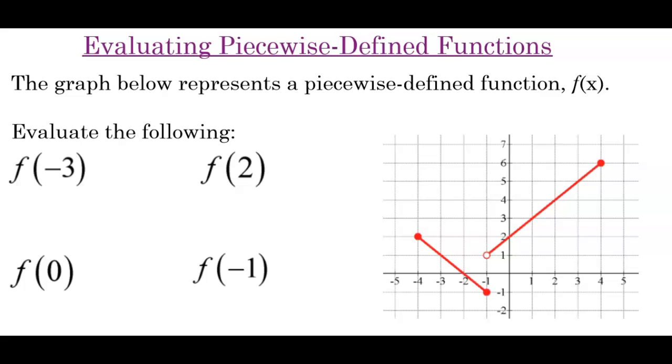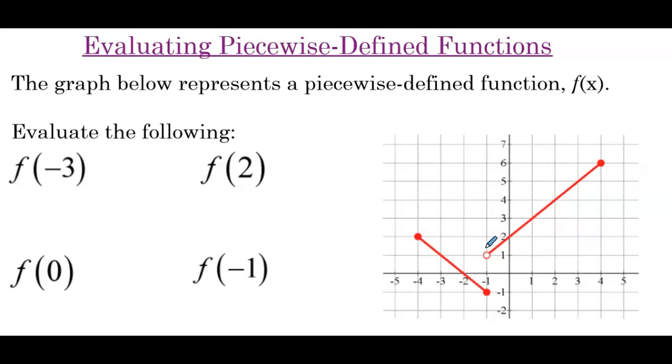If we look at the graph, it looks like there's been two separate functions graphed on the same set of axes, but in reality that's a single function, a single piecewise-defined function, where we have two separate pieces, in this case, of the function. In order to evaluate the function using the graph, we'll use the same techniques that we've been using previously.